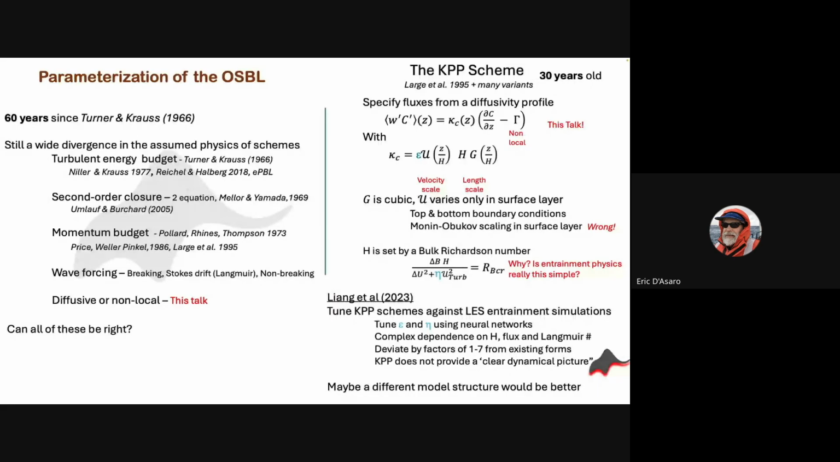And then the bizarrest thing is the depth of the layer is set by a bulk Richardson number. Nobody knows why, which is sort of disturbing. It's in lots of the climate models, but that's what it is. And there's another adjustable parameter here that you could add in to make it different.